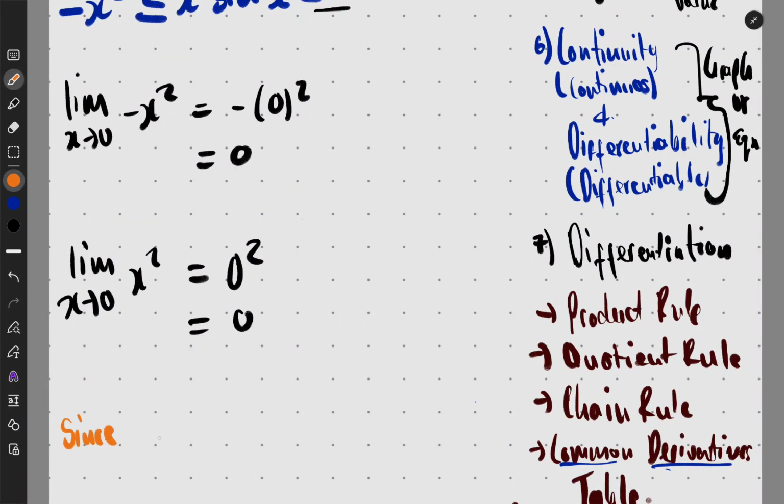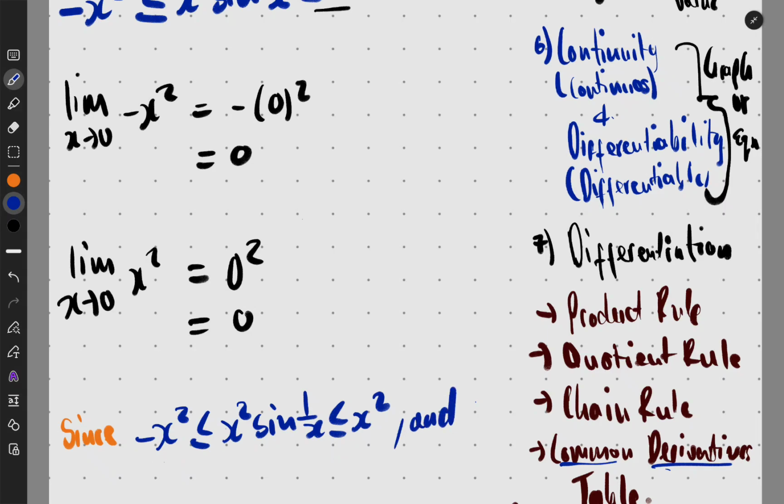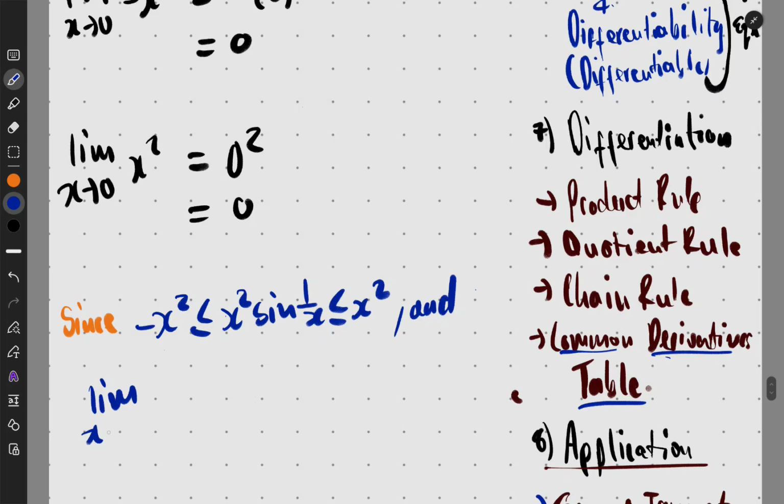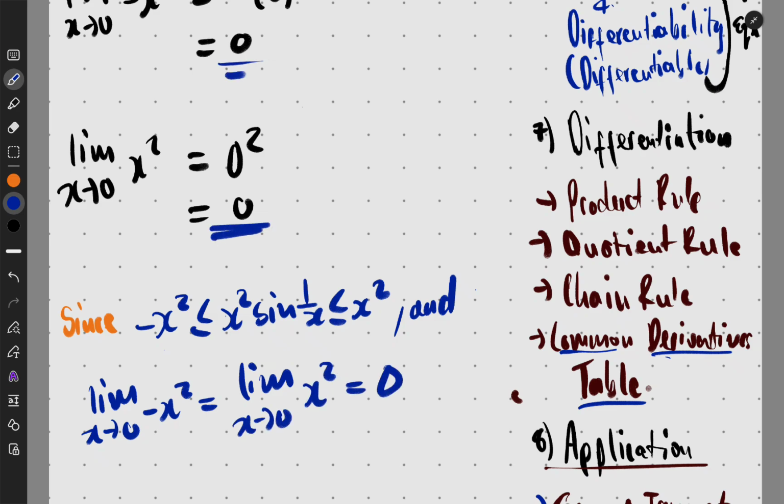So you can now say, since negative x squared is less than or equal to x squared sine 1 over x, which is less than or equal to x squared, you're showing that this function is in between them, and we have seen that. And you can now say the limit as x goes to 0 of negative x squared is equal to the limit as x goes to 0 of x squared, which is equal to 0. Okay, they found the same answer, which is 0.